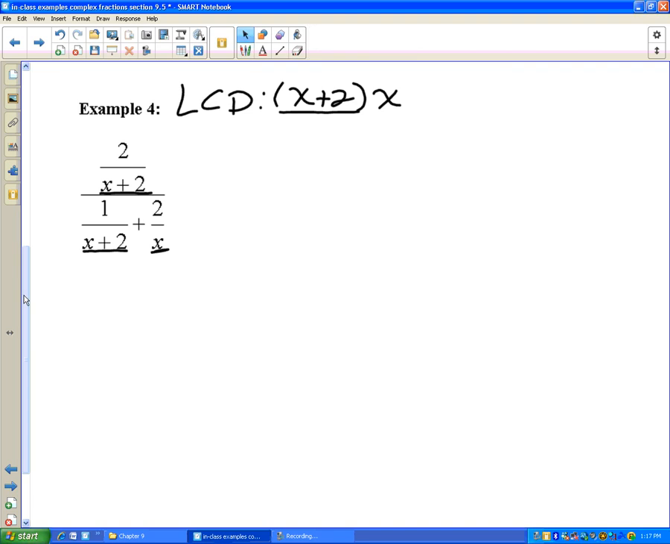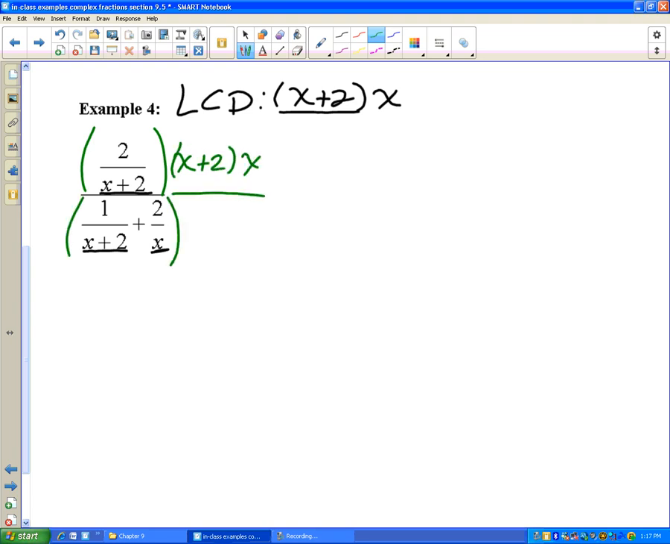I'm going to, again, multiply the numerator of the large fraction by my LCD and my denominator of my large fraction by my LCD. Now the nice thing about my numerator is there's no addition or subtraction in the two fractions. It's just one fraction. So the x plus 2's cancel, leaving 2x.